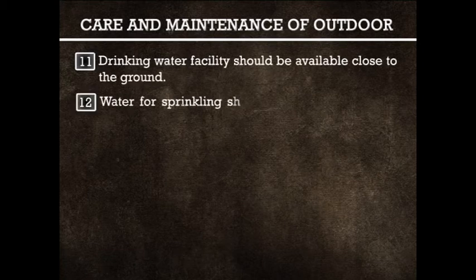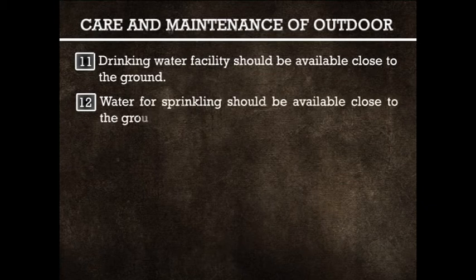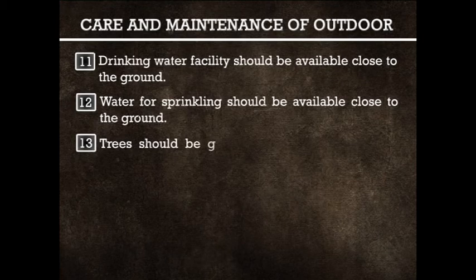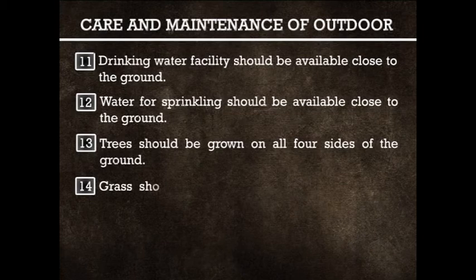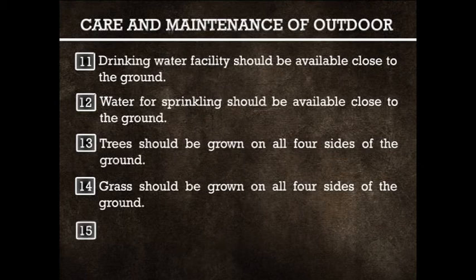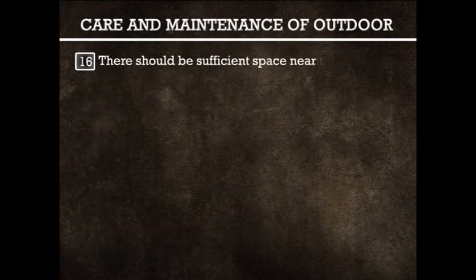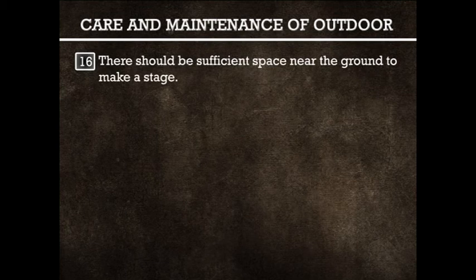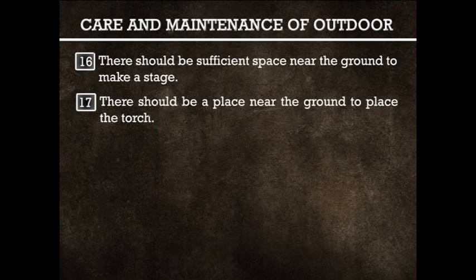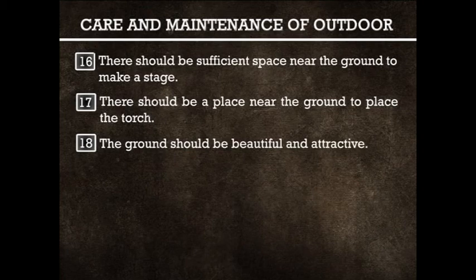12. Water for sprinkling should be available close to the ground. 13. Trees should be grown on all four sides of the ground. 14. Grass should be grown on all four sides of the ground. 15. There should be sufficient space to come and go on the ground. 16. There should be sufficient space near the ground to make a stage. 17. There should be a place near the ground to place the torch. 18. The ground should be beautiful and attractive.